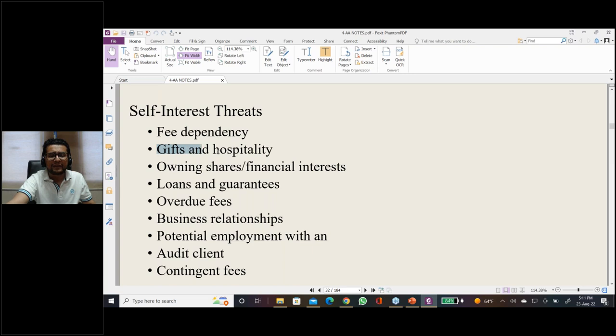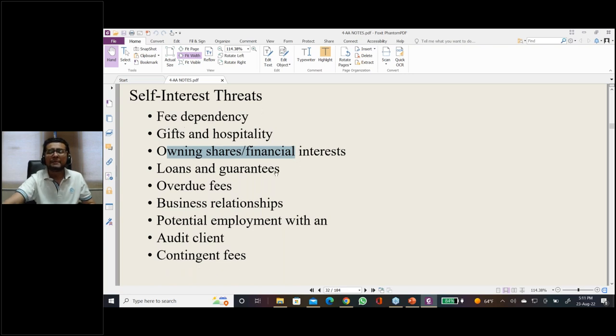Obviously, we cannot accept gifts and hospitalities from the client. We should not have any financial interest in the company, such as holding any shares. If any member of the audit team has shares, we should remove that particular member from the audit team, or that individual can dispose of the shares and continue with the audit engagement team.